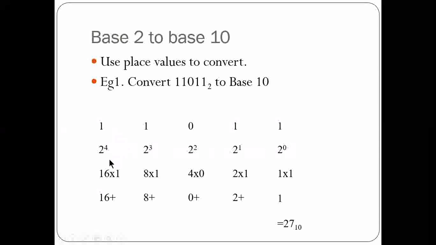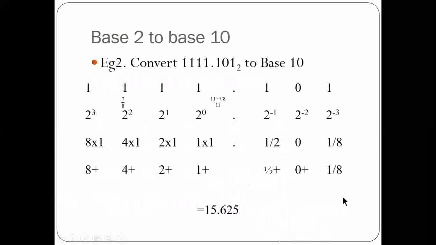What I'm going to do is say 2 to the power 4, which is 16, times this digit. Do the same: 2 to the power 3 is 8 times 1. Again, 2 to the power 2 is 4 times 0. 2 to the power 1 is 2 times 1. Then 2 to the power 0, if you remember your mathematics, is 1 times 1. Then you add these numbers: 16 plus 8 plus 0 plus 2 plus 1. Eventually you get 27. It's as simple as that. People, there's nothing difficult.